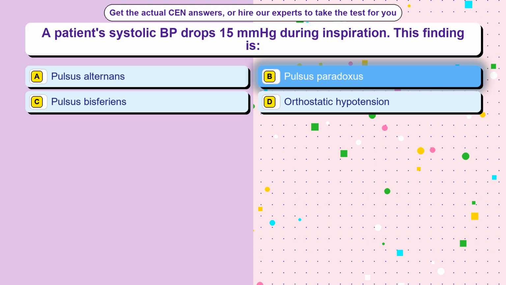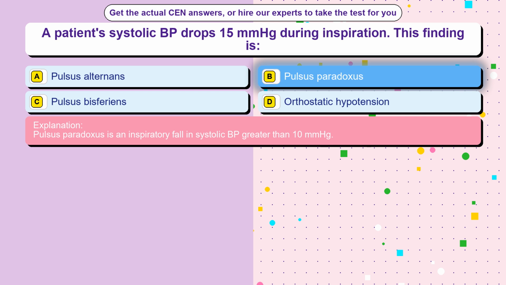The correct answer is option B. Pulsus paradoxus. Pulsus paradoxus is an inspiratory fall in systolic BP greater than 10 mmHg.